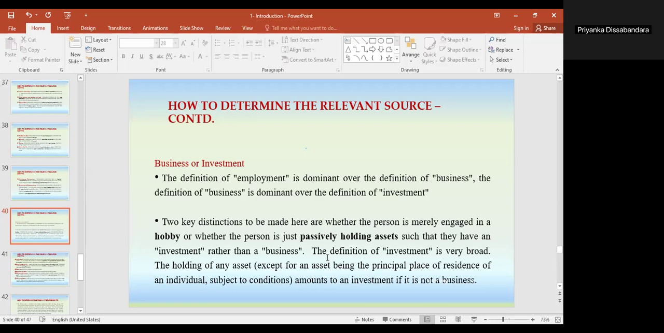If it is an investment income, we can receive that investment income by holding assets.